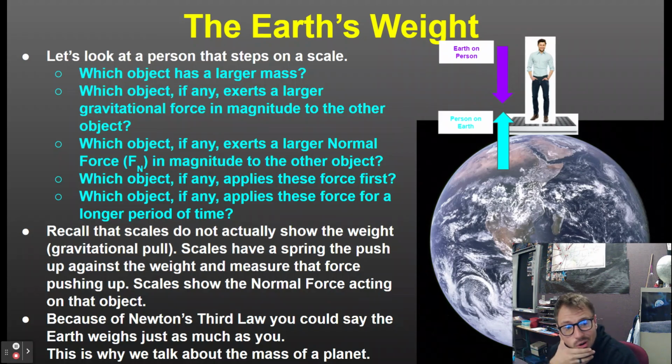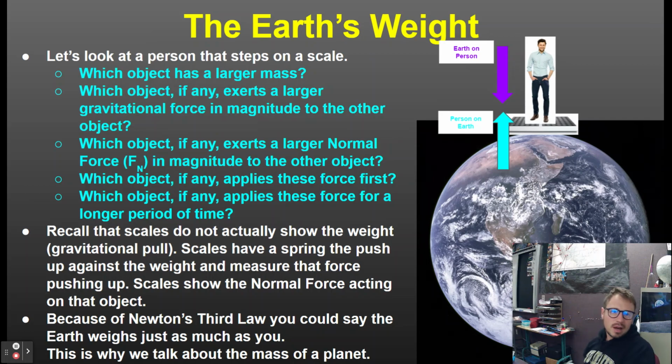But if I said, how much does Earth weigh? That doesn't make much sense because let's just say I weigh, I don't know, 800 newtons. Earth is pulling on me with 800 newtons of force. I'm pulling on the Earth with 800 newtons of force, right? Relative to me, the Earth is going to weigh the same amount because the gravitational pull is the same.